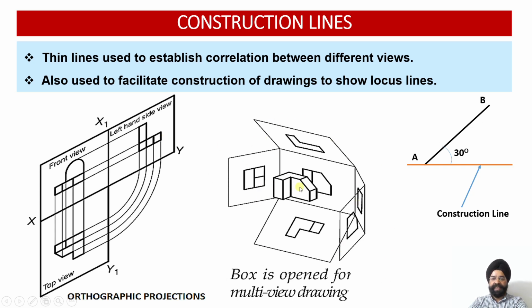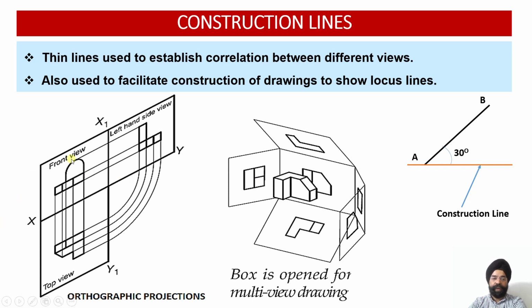Let us say this is the same object, multiple views I have drawn over here. Now, if you open all of these boxes, you will not be able to get a perfect relationship between different views because we have not joined them using the construction line. And this gives you the actual idea that they may belong to different objects. All these views may belong to different objects because there is no parallelism between one view and the other view.